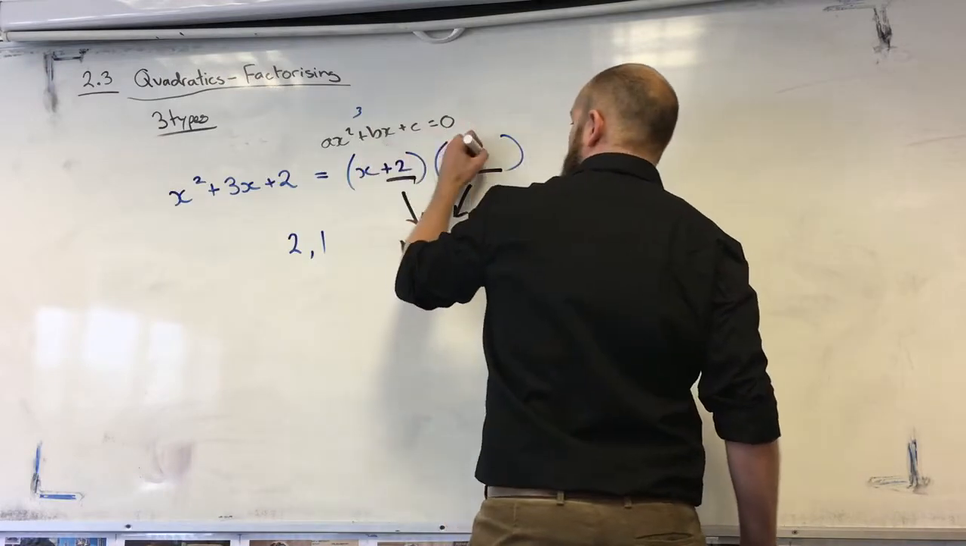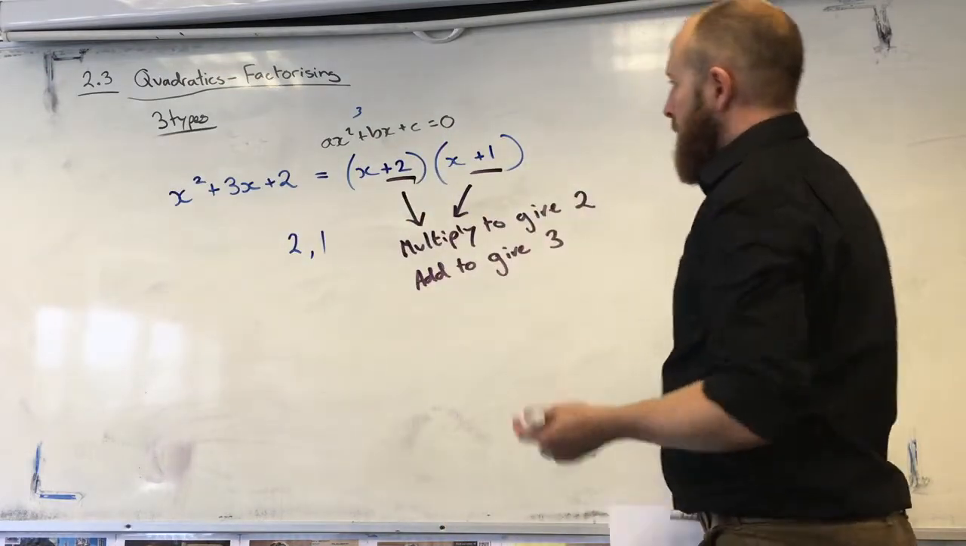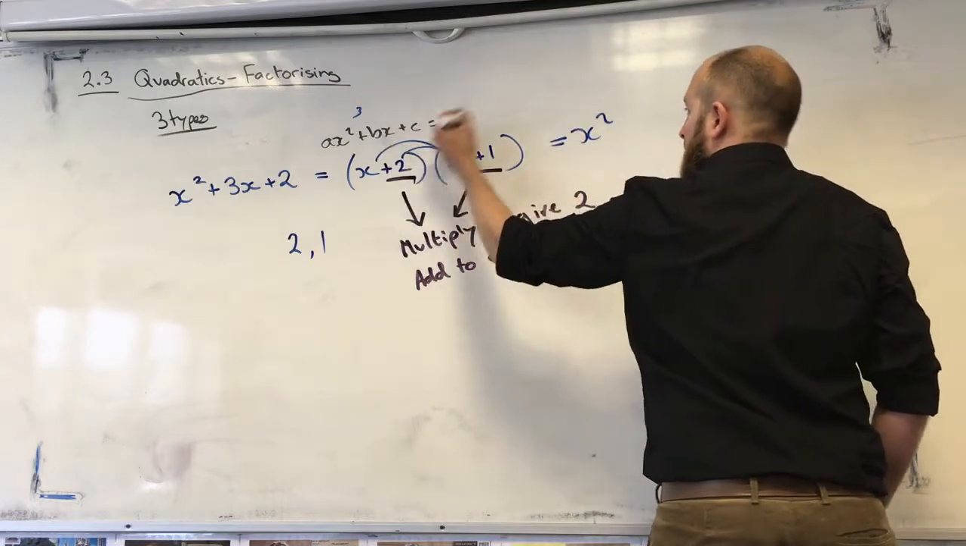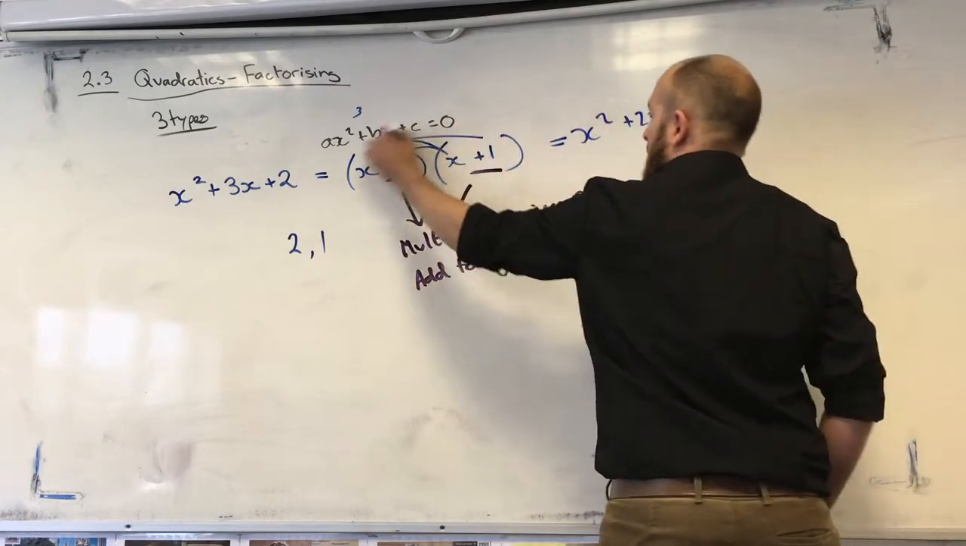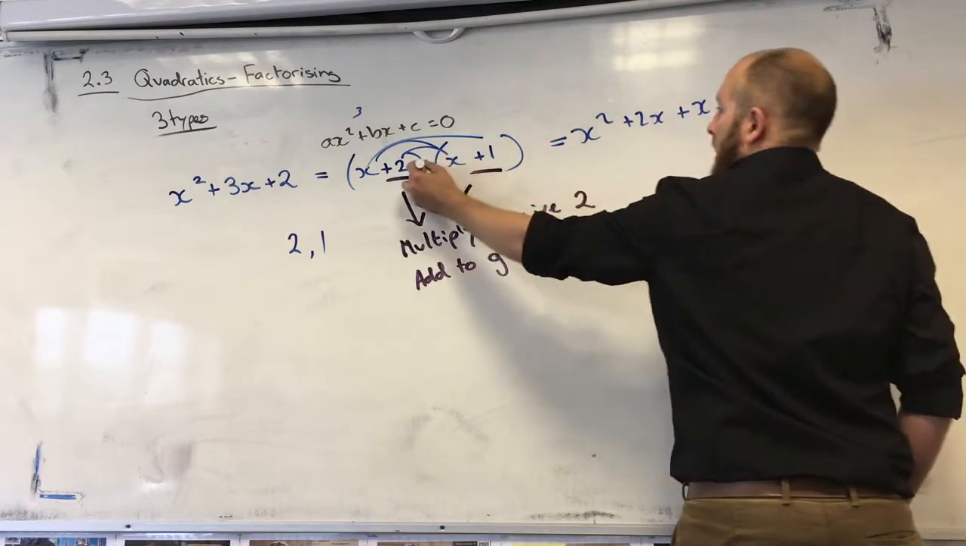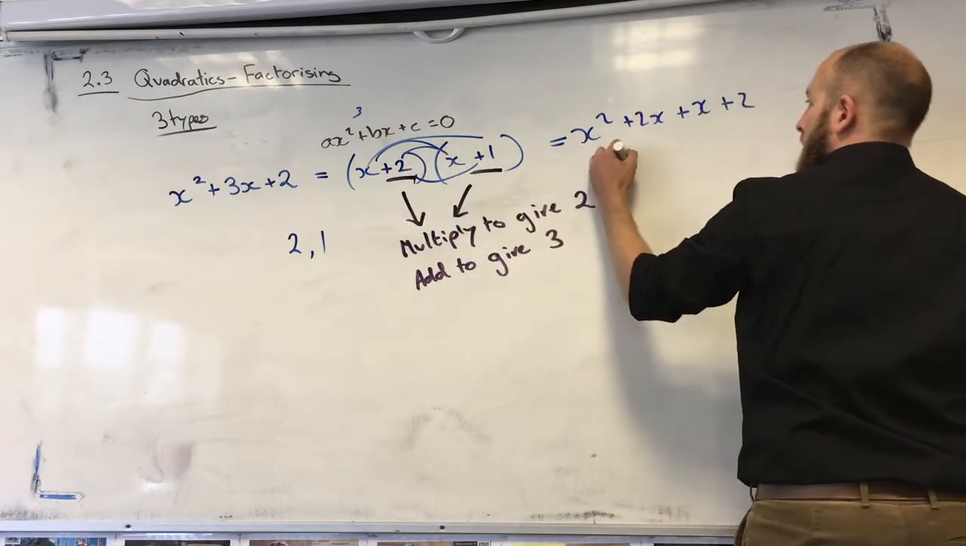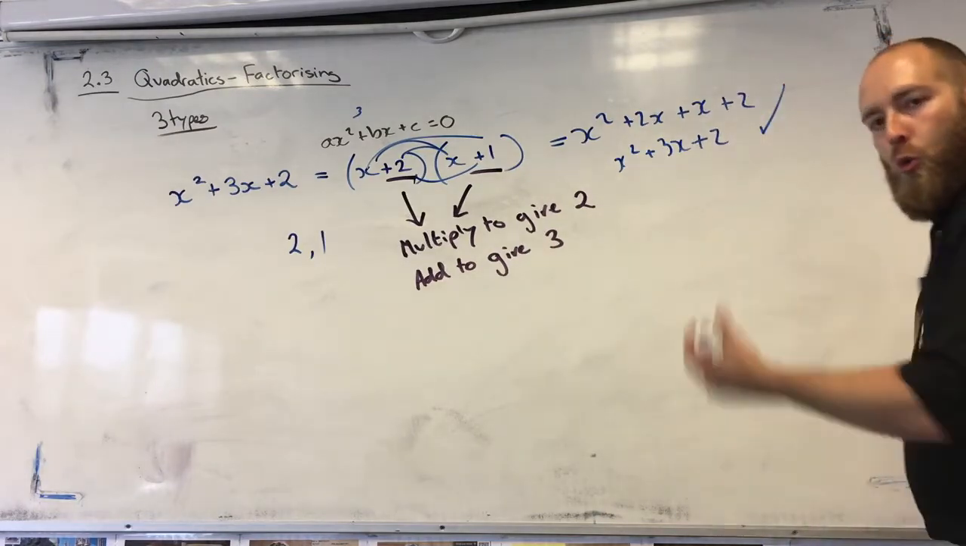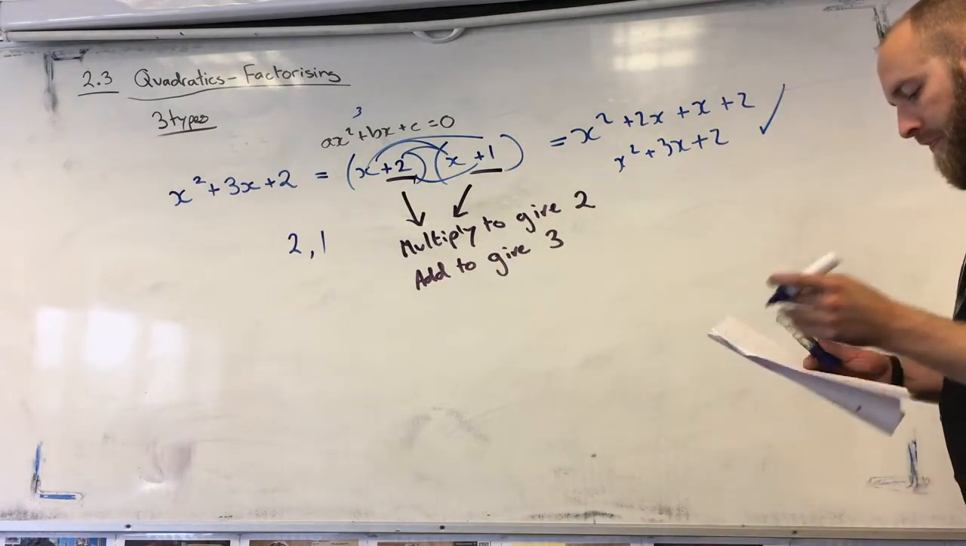So we've got x plus 2, x plus 1. And it's always important to check. So multiply out again: x squared plus 2x plus x plus 2, so x squared plus 3x plus 2, so that's correct. Always multiply out to check though.